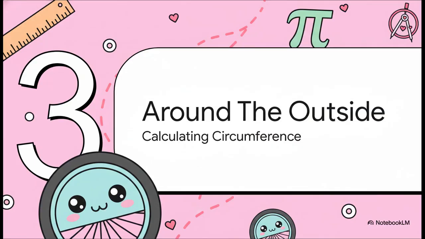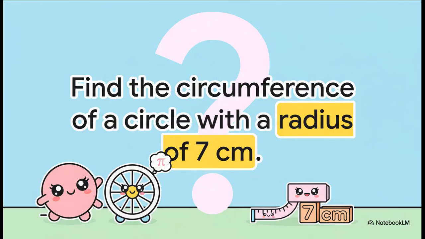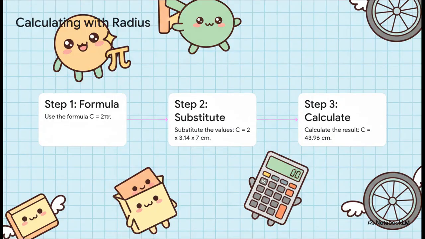We'll start with the distance around the outside, the circumference. All right, time for our first little test. The question is, find the circumference of a circle with a radius of 7 centimeters. So if you think back to that toolkit we just looked at, which formula is the perfect fit for this job? Yep, you got it. We're going to use the one with the radius.